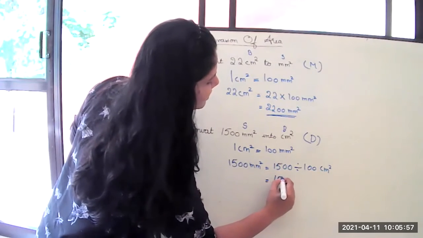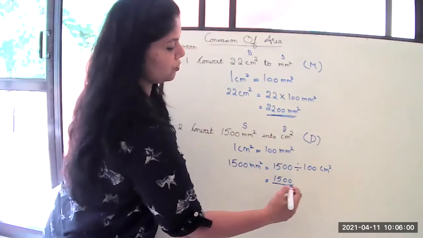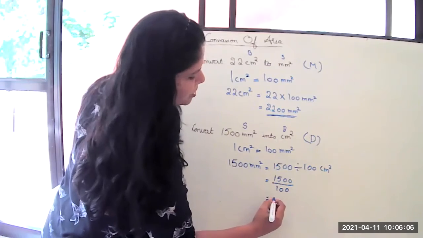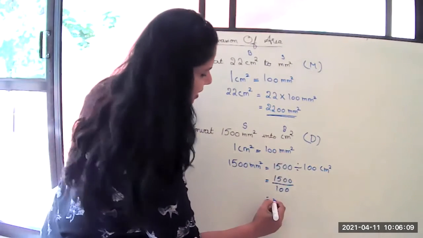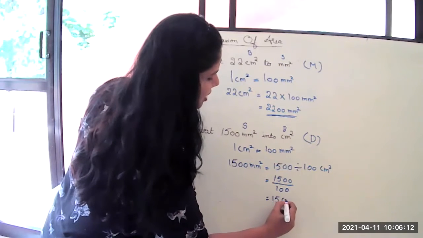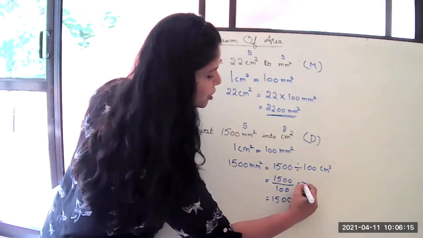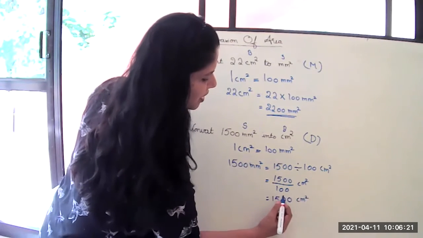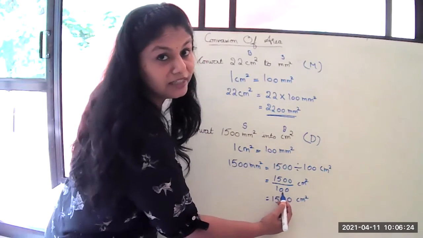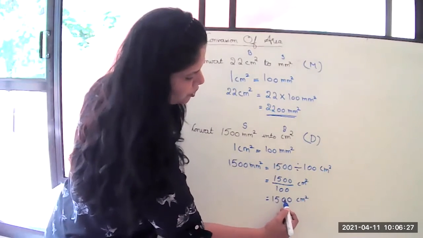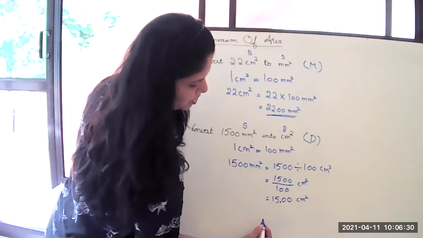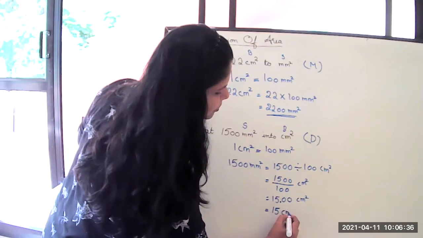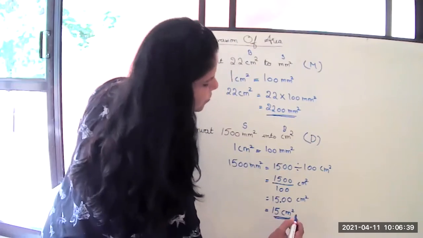So, we can rewrite it as, or without rewriting also, you can do it. Okay. So, you will get 1500 upon 100. Then again, I am writing 1500 as it is. Here the unit should be centimeter square. I am writing the unit here also. But here there are 2 zeros in the denominator. So from the right, you count 1, 2 and give 1 decimal point there. So you will get the answer. It is equal to 15 centimeter square.